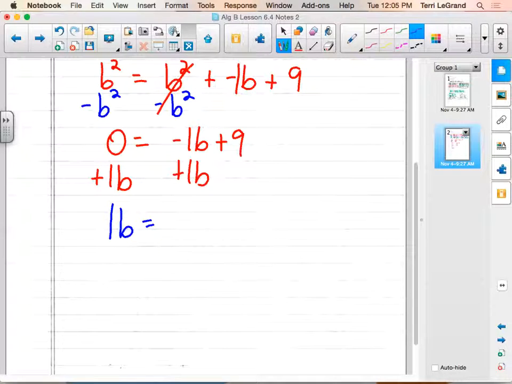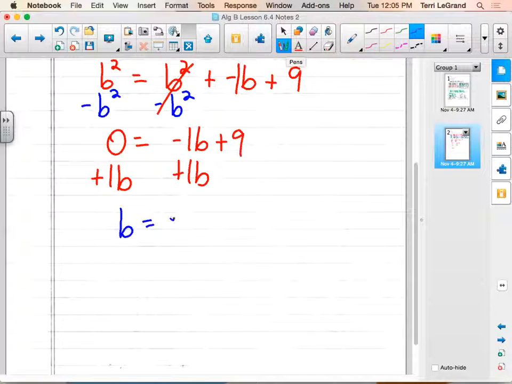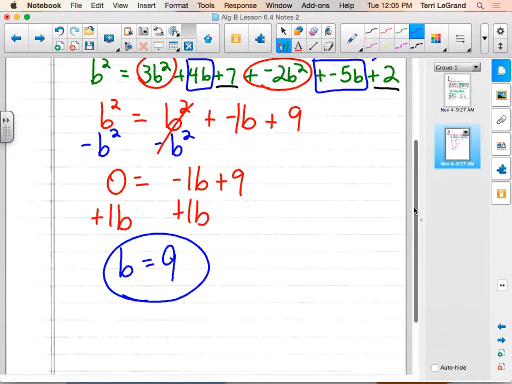And if you want, could we ditch that 1 even right now? Yes. Yeah. 1b is b. And then equals, what's left on the other side? 9. Hey, we just solved this. B equals 9. That value for b would make our original equation true.